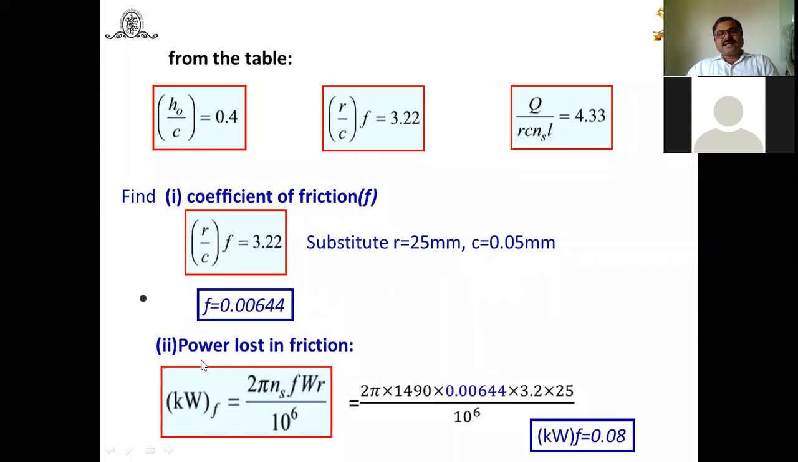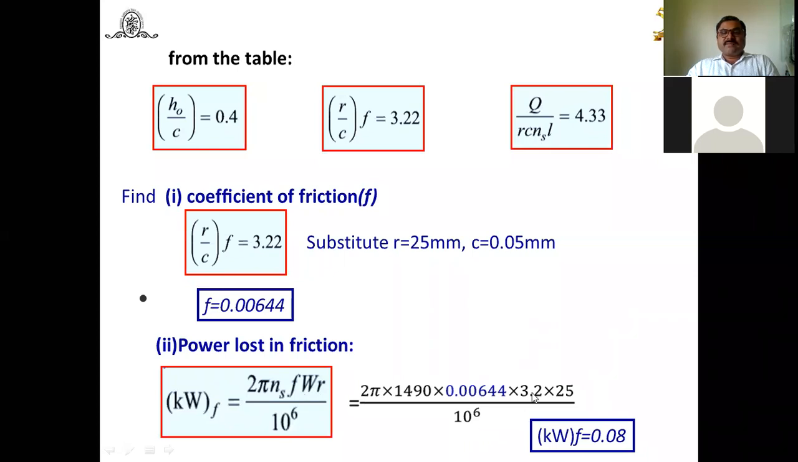Now let us find out the second parameter, that is, power lost in friction. How to find out? Again, we know, last time we have seen this expression also. F into W into R, that is F into R means torque multiplied by F means frictional torque, and multiplied by this omega means that is power in kilowatt. That's why it is divided by 10 raised to 6. Therefore, frictional power is equal to 2 pi Ns into F into W into R upon 10 raised to 6.